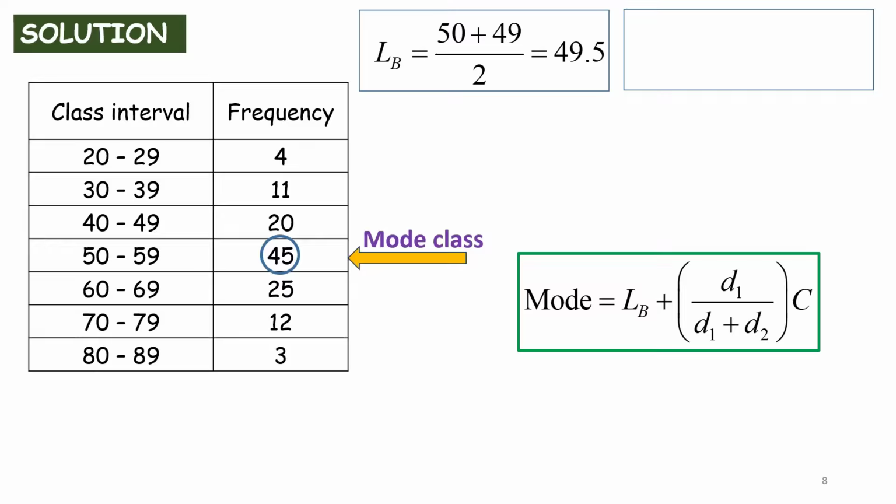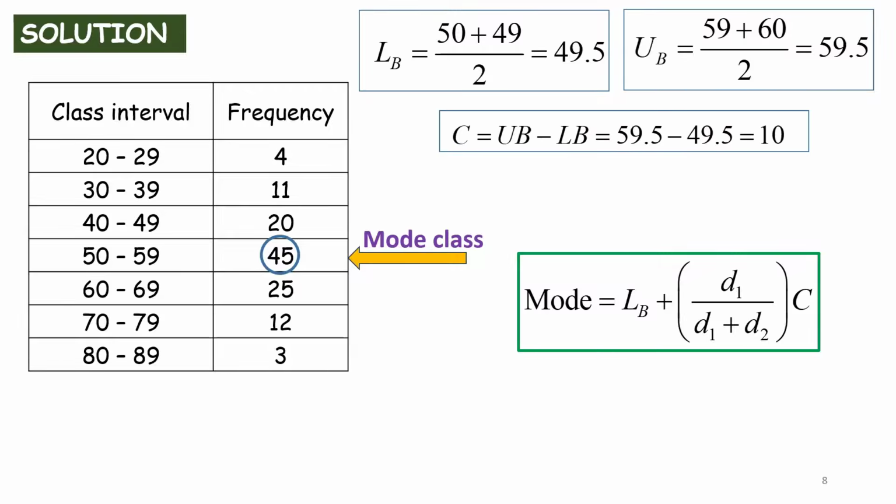We also need to find the upper boundary of the mode class. We will be using the lower and upper boundaries to find the value of C, the width of the class interval. Class width is the difference between the upper boundary and the lower boundary. The C value for this example is 10.